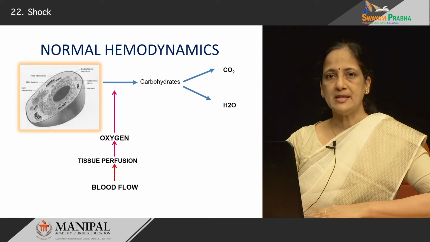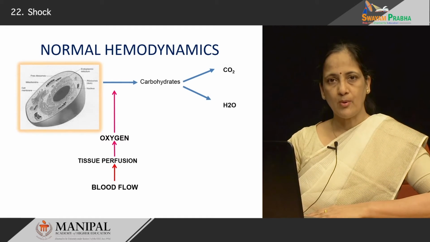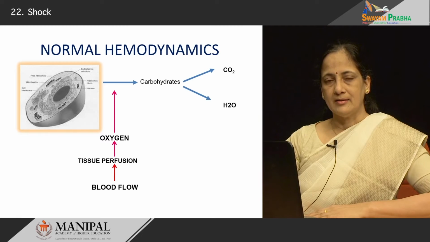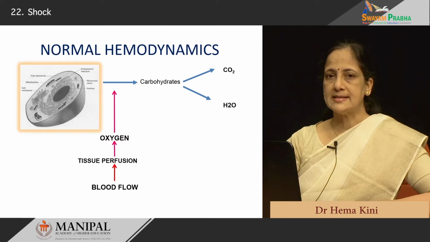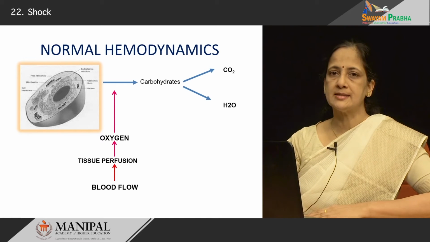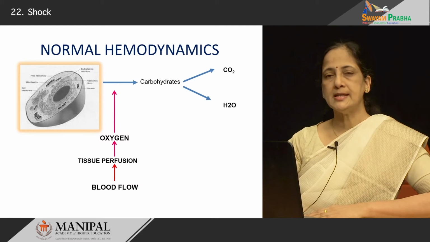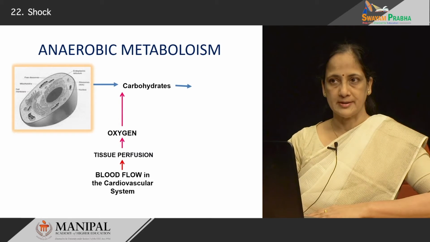Now, for all these metabolic activities at the cellular level, oxygen is required. This oxygen is brought to the cells and the tissues by the blood vessels, and this flow of blood supplying oxygen and nutrients to the tissue is referred to as tissue perfusion. This tissue perfusion is determined by the blood flow to a given tissue or organ.